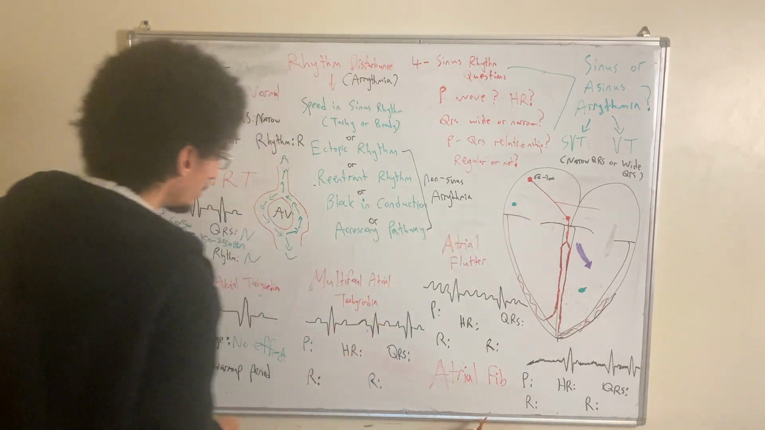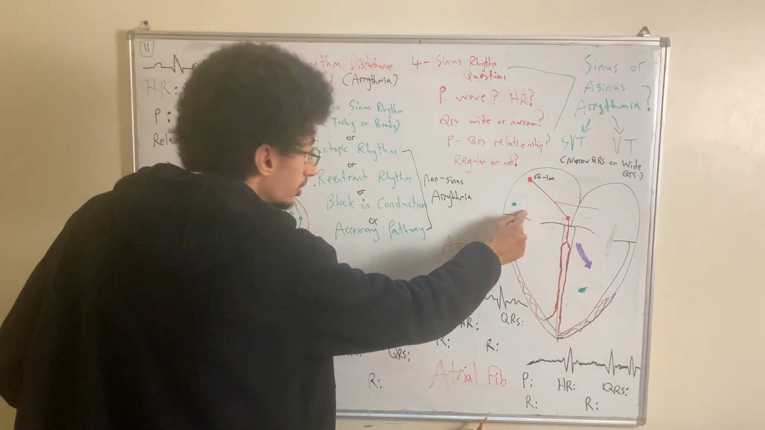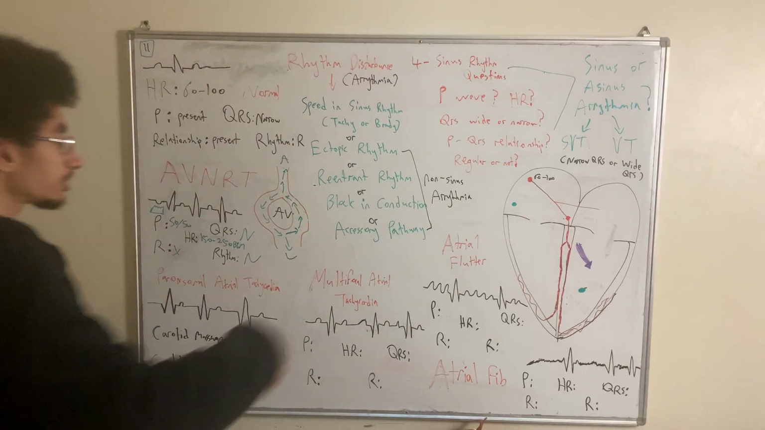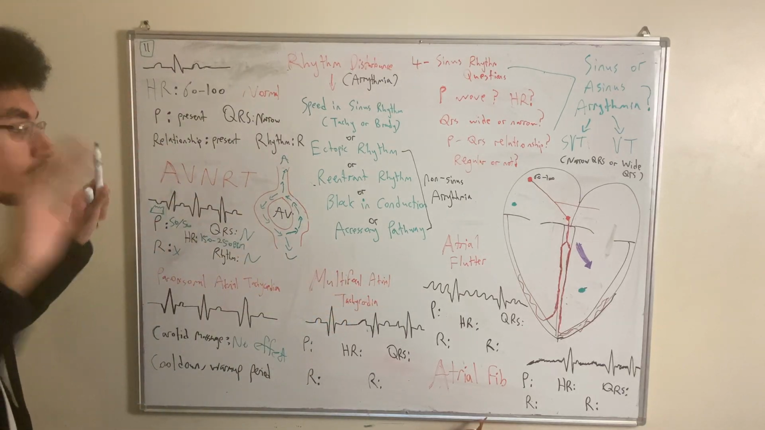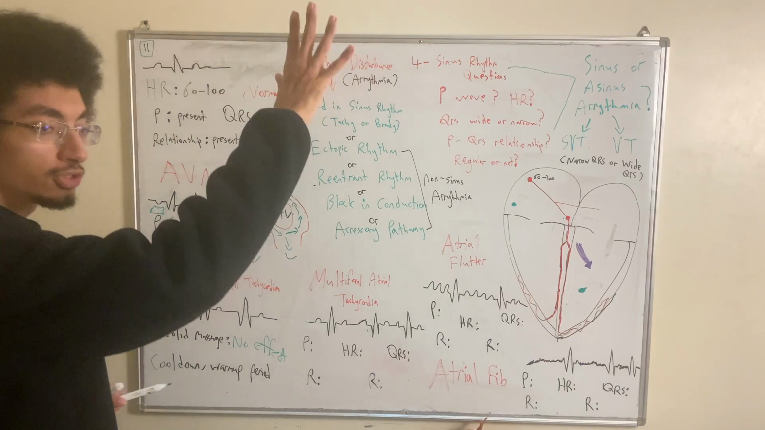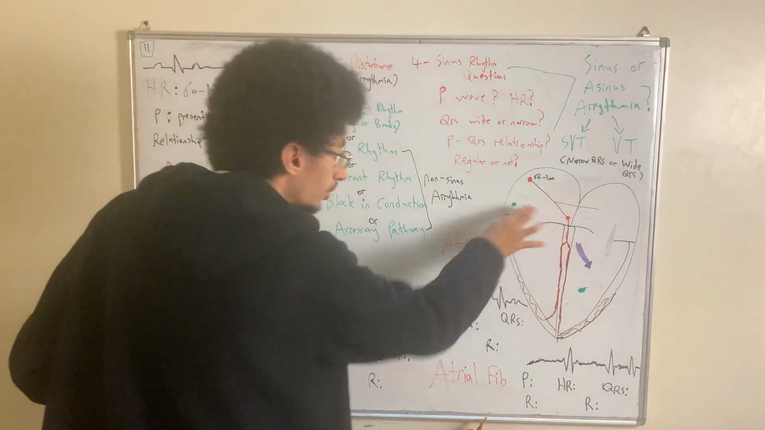It's not coming from the AV node. It's coming from an atrial ectopic focus, such as this one. This one is functioning on its own. It has nothing to do with the SA node. It will produce its own action potential and will send it towards the AV node.